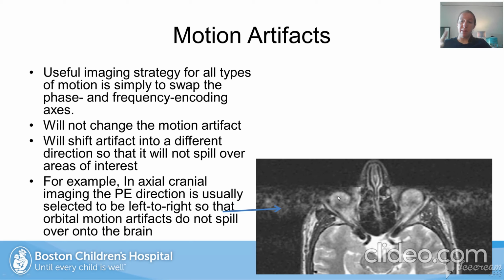Now, if you wanted to swap the phase and frequency encoding directions in this case, you would get an artifact that goes along this plane here, and also another one that goes along this plane here. So it might obscure whatever you're trying to see in the brain here. So in this case, it's fine to leave the phase and frequency encoding directions the way that they are, because you don't really need to see the background in this image.